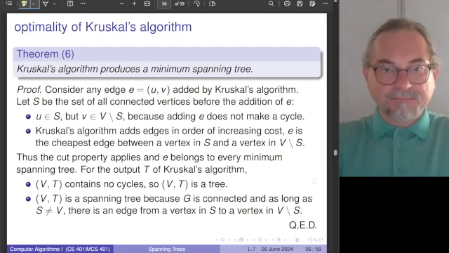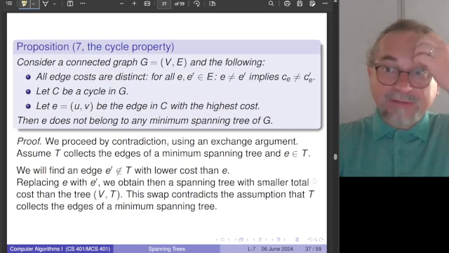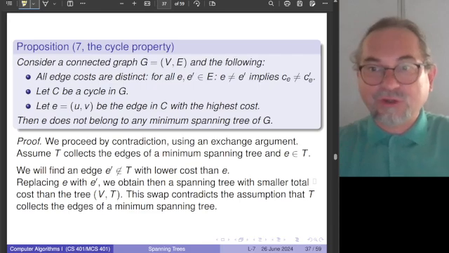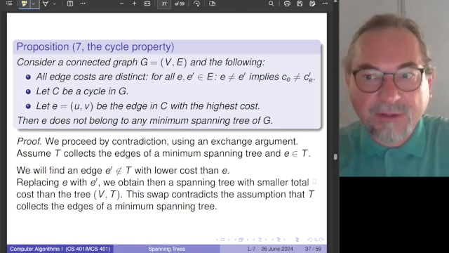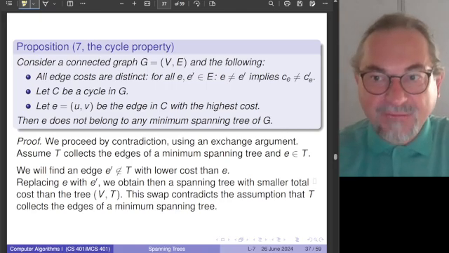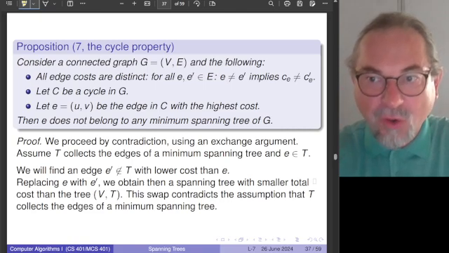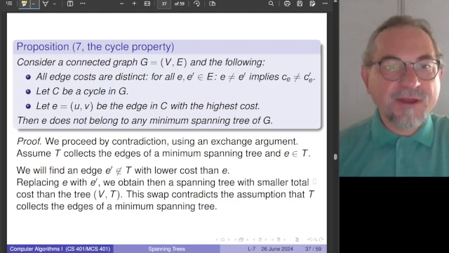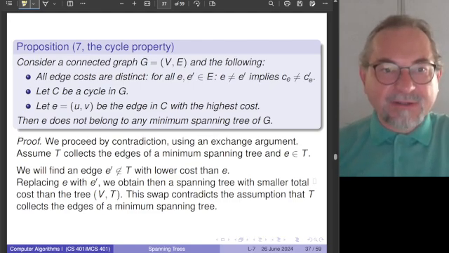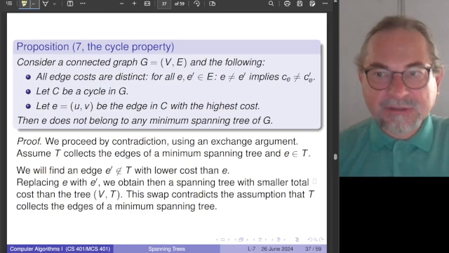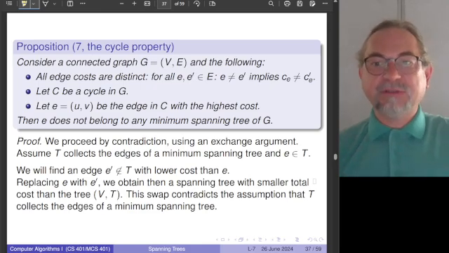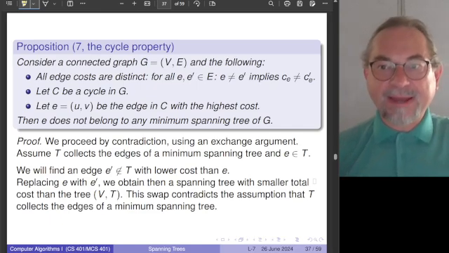Okay, now we are left with one algorithm. That's the reverse delete algorithm. So consider another property. Again, we are working with graphs where the costs are all distinct. So we assume that there is a cycle. In that cycle, there is an edge that has the highest cost. Then that edge with the highest cost cannot belong to any minimum spanning tree.